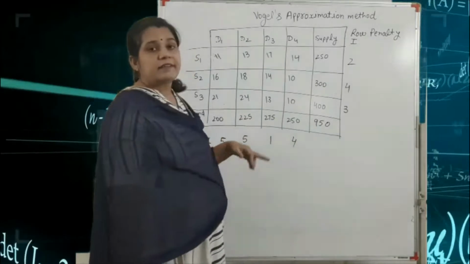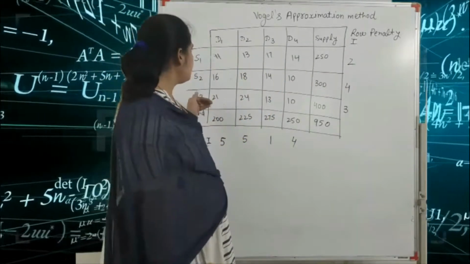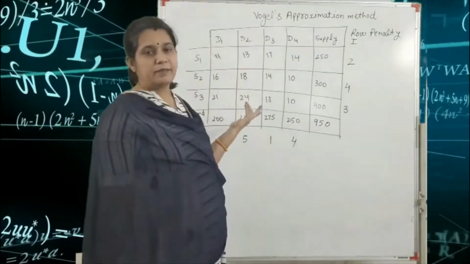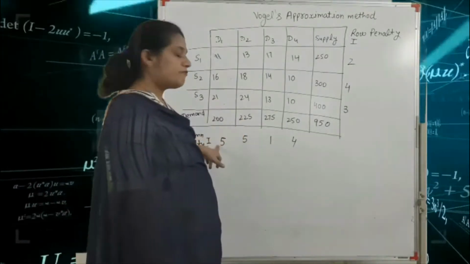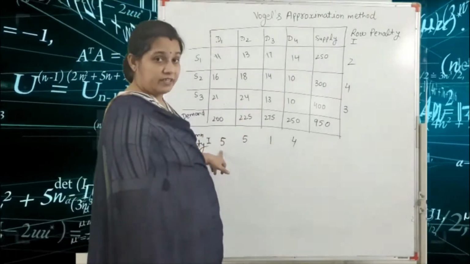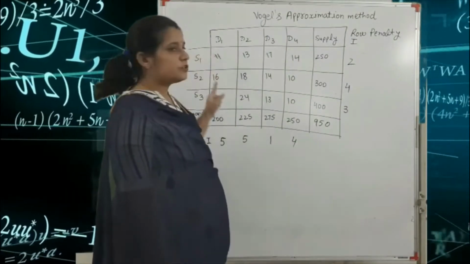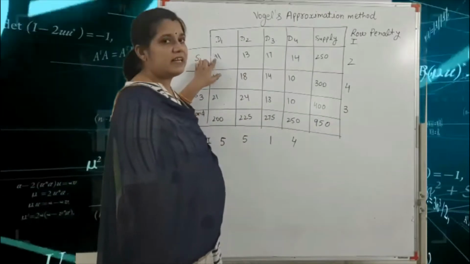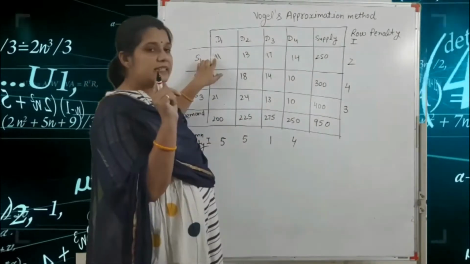Here the 5 appears two times. That means we allocate either in the D1 column or in the D2 column. So if we consider this 5 in the D1 column, you choose the minimum value in the D1 column. The minimum value is 11, so the allocation cell is 11.